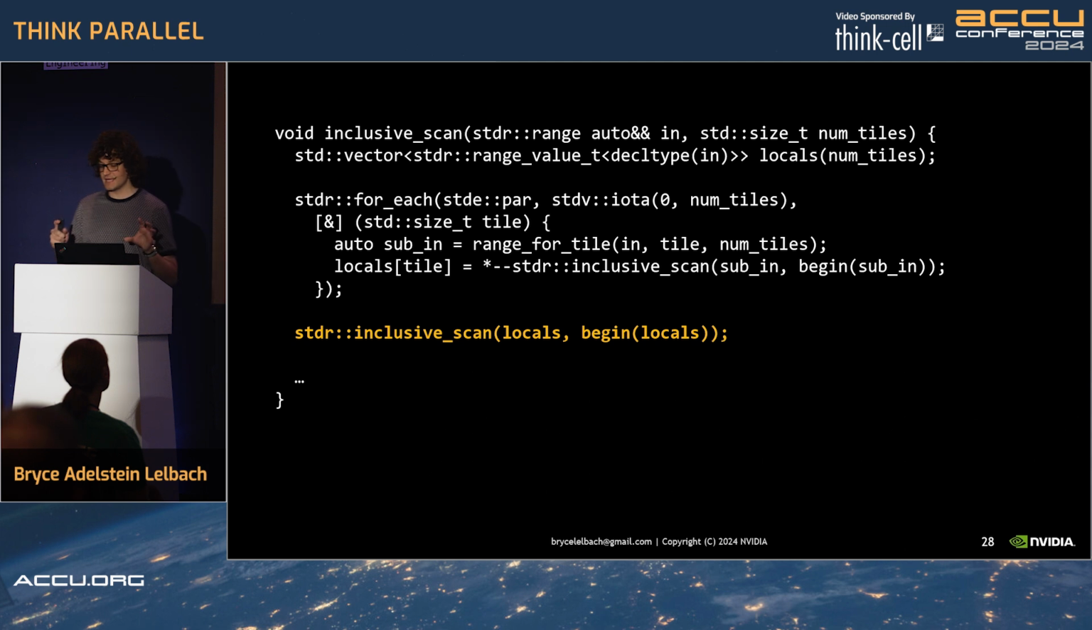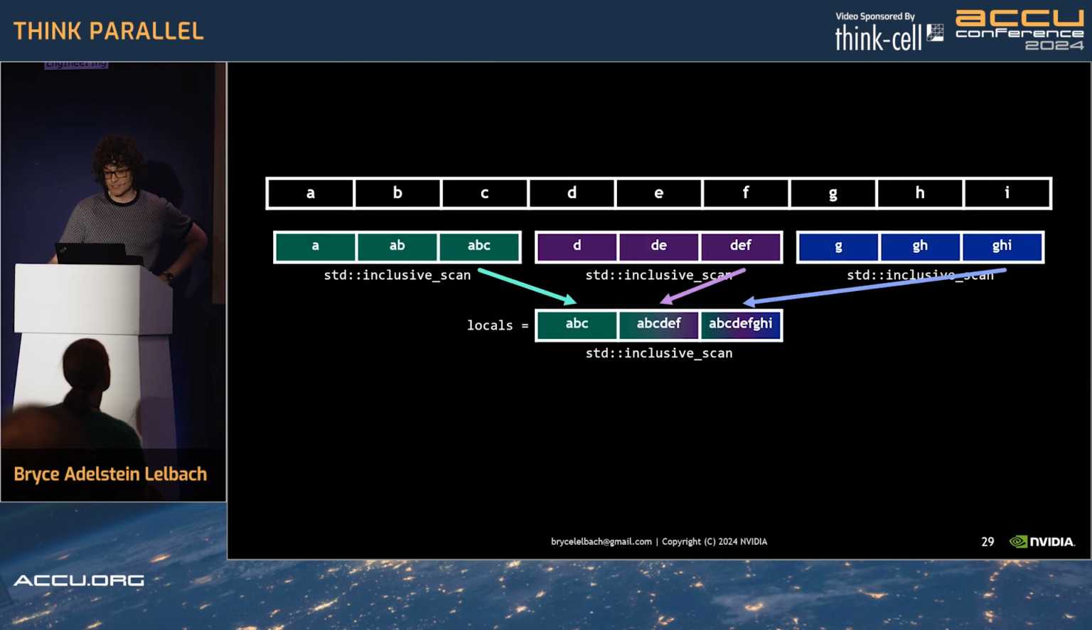Then, after all the tiles have completed their local inclusive scans and written to locals, we need to have 1 thread do a serial inclusive scan of locals. So the result of the scan over locals will look like this. And as you can see, the information that each tile needs to add to its elements is in the local slot for the tile directly preceding it.